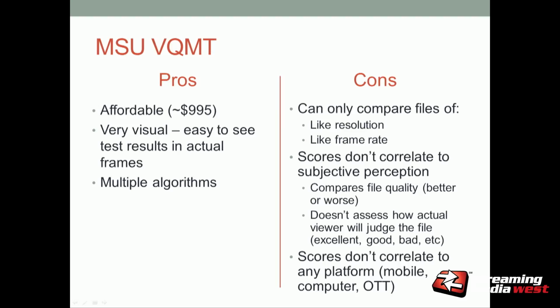The scores don't correlate to any subjective perception, meaning the score of 0.8 doesn't mean anything. It doesn't mean it will look good to a viewer. It doesn't mean it will look bad to a viewer. It just means 0.8 is better than 0.85. So one file is better than another, but there's no correlation between how the algorithm predicts a viewer will actually judge that file. And we'll see that the SSIMPLUS has that correlation, which is one of its best features.